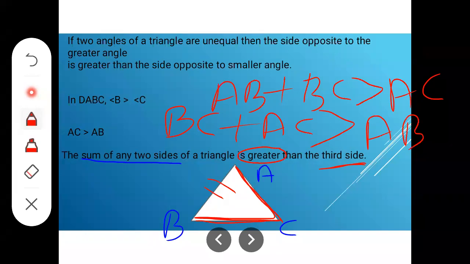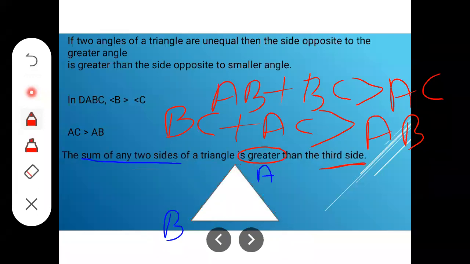And what will come in the third equation? If we take the one more equation that is left here, what will come there? Suppose the sides will be AB and AC. So AB plus AC is greater than BC. That will be the last equation for this property.